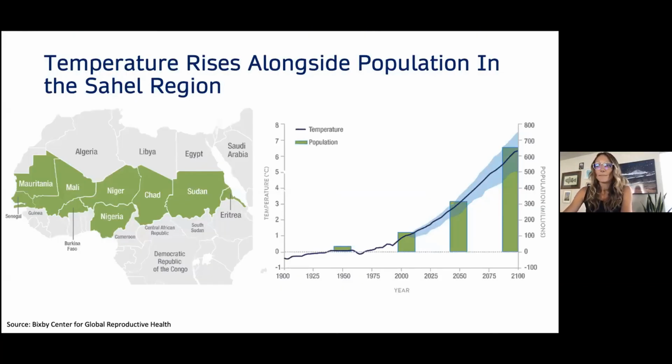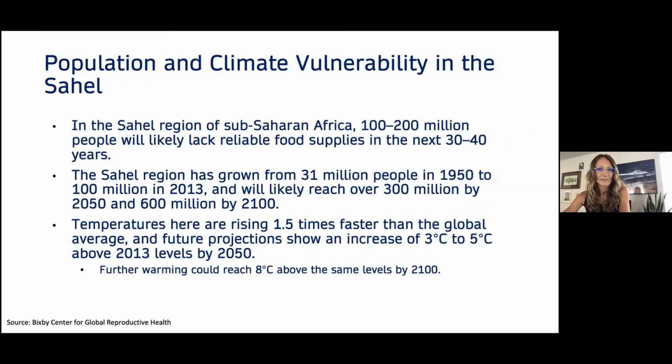Another prime example of climate vulnerability is the Sahel region in sub-Saharan Africa. So here temperatures are increasing alongside rapid population growth in a really striking and staggering way. And this is exacerbating existing development issues and increasing risks posed by climate change. So in the Sahel region of sub-Saharan Africa, 100 to 200 million people will likely lack reliable food supplies in the next 30 to 40 years.